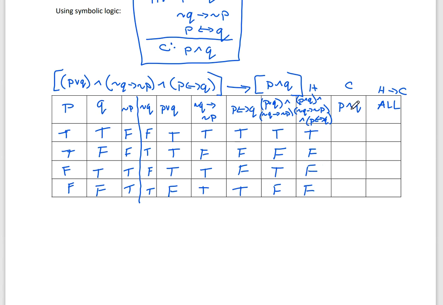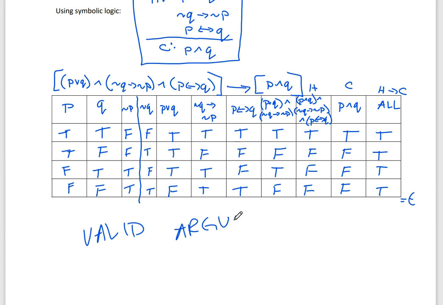Okay, P and Q. P and Q: true, false, false, false. So I can see that these are the same, so my hypothesis implies conclusion. True implies true gives me a true, false implies false, false implies false, false implies false. So I get that tautology, which means we have a valid argument.